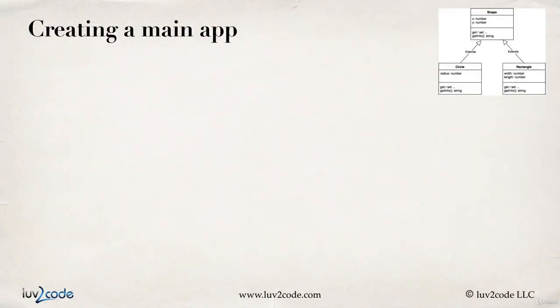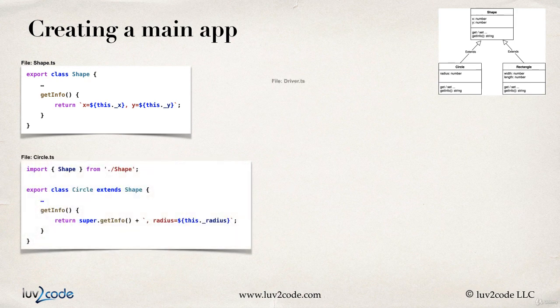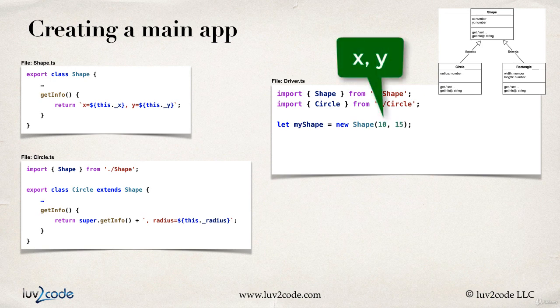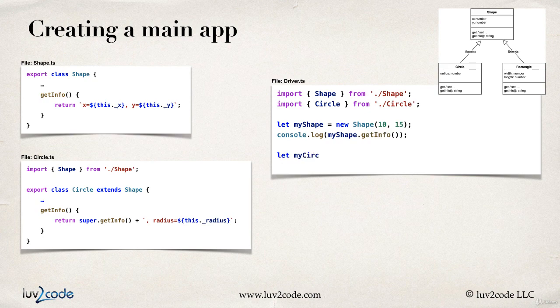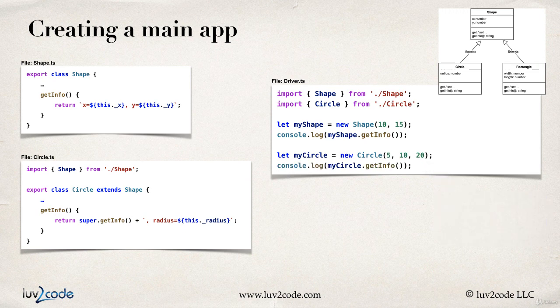Alrighty, so now let's pull it all together by creating a main application. Just as a recap, there's our shape class and also our circle class. Here in our driver, we do our imports accordingly. Then we create a new shape, passing the X, Y, 10, 15, and we do a console log on my shape. A similar thing here for circles: X, Y, radius, and then we do a console.log on my circle.